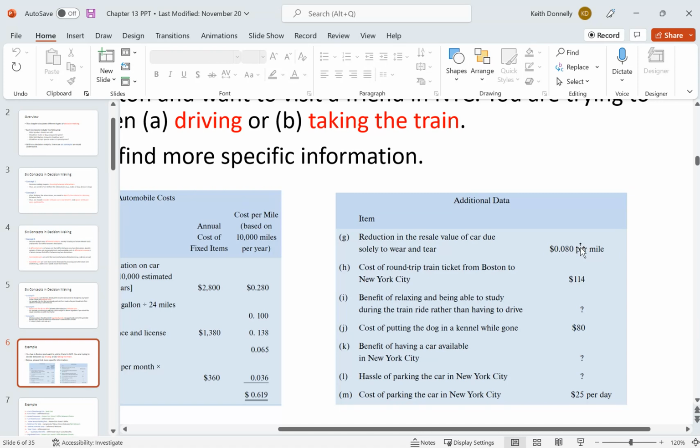So there's kind of like good and bad with each of them, right? The good is if you drive, you have the freedom and flexibility of having a car while there. The bad is we got to calculate this on a per mile basis. We're going to have to deal with parking, so on and so forth.